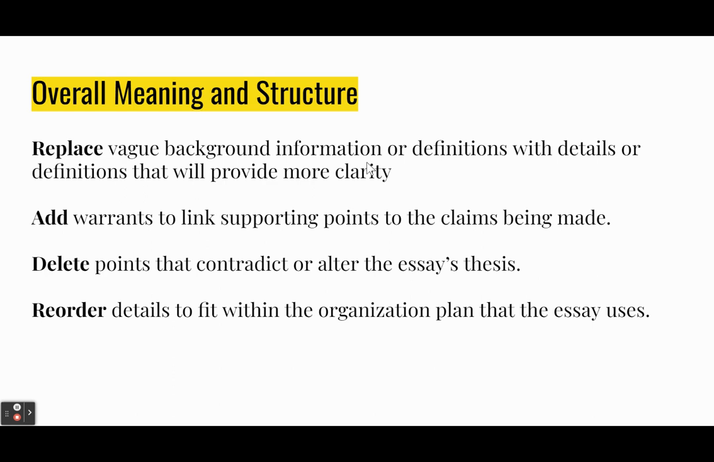I've talked about all of this, but I think the screen here is important so that you can take a quick look. The vague background information, the definitions with details, or definitions that'll provide more clarity: replace those with things that are clear. Add warrants to link supporting points to the claim being made. In the narrative, that's a little less important, but in all the other ones, you've got a claim, you've got some data. How is the data related to that claim? Delete points that contradict or alter the essay's thesis, and delete points that don't help the story flow.